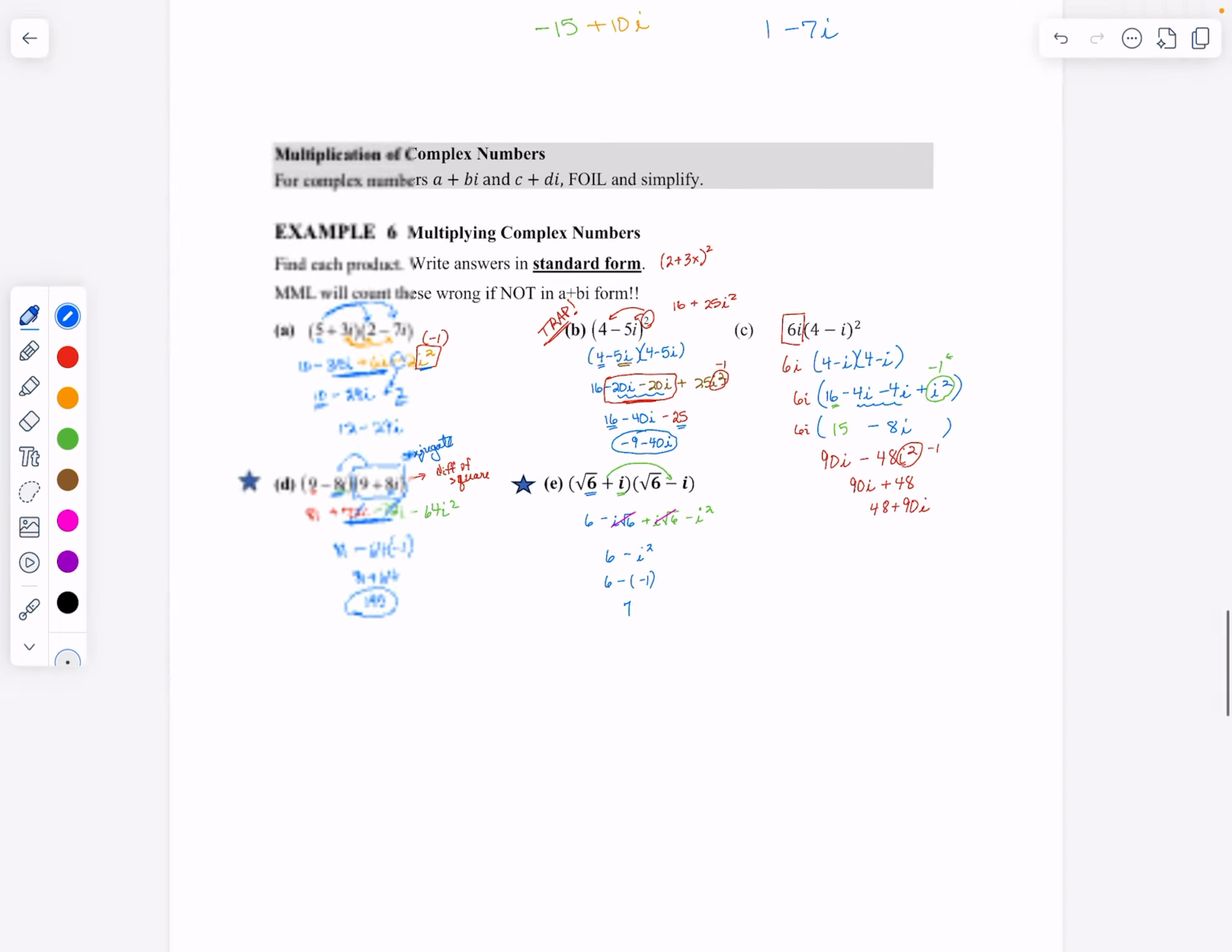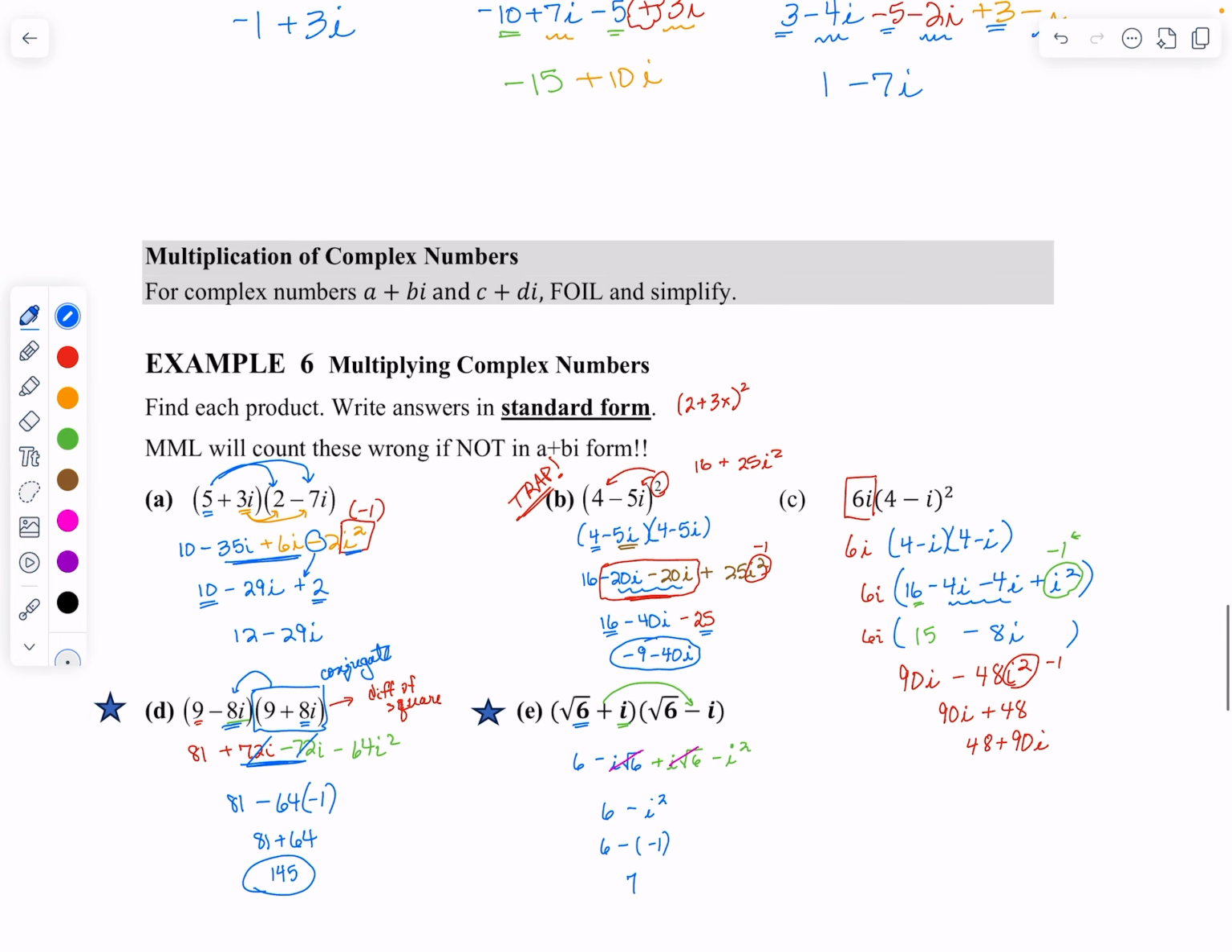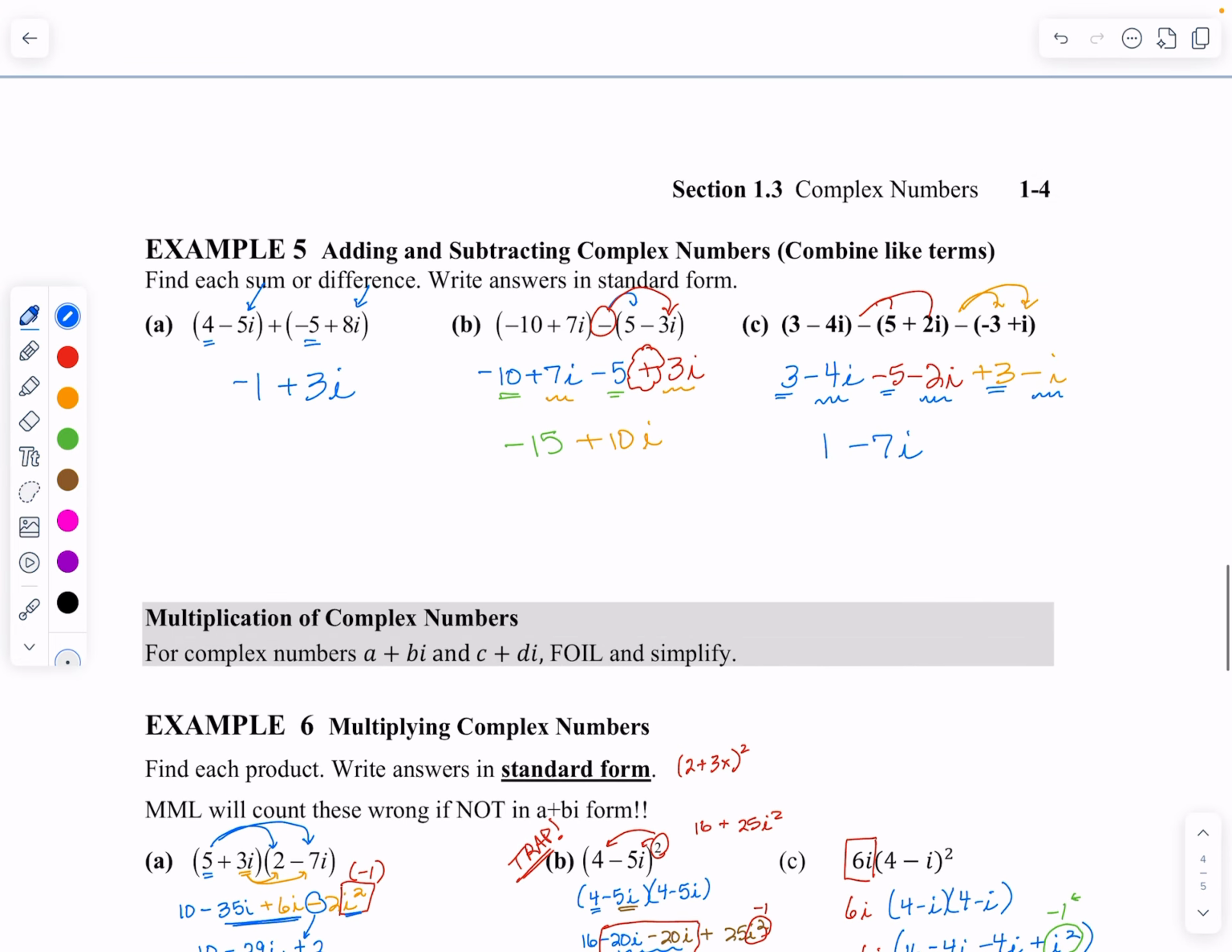All right, so that's the end of this section, 1.3, and we will start 1.4 quickly.